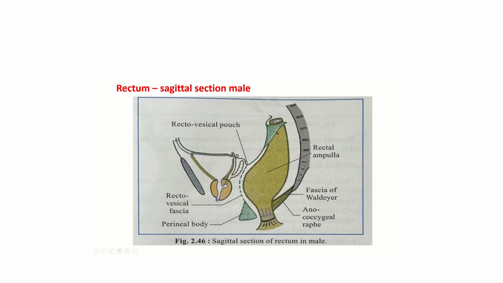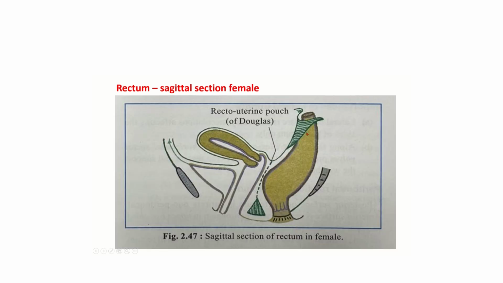You can see here in the male, the peritoneum is reflecting onto the bladder as rectovesical pouch, and here you can see the rectovesical fascia, and here you can see the fascia of Waldeyer. In female, you can see the peritoneum is reflecting onto the posterior wall of vagina and to the uterus, forming the pouch of Douglas. This is the rectal ampulla, the dilated part of the rectum. This will be the anorectal junction. This is the perineal body.